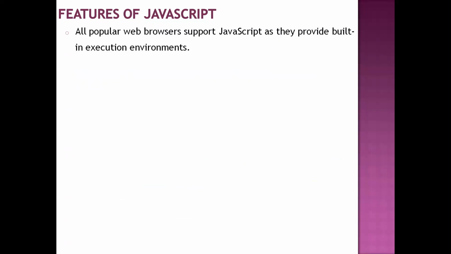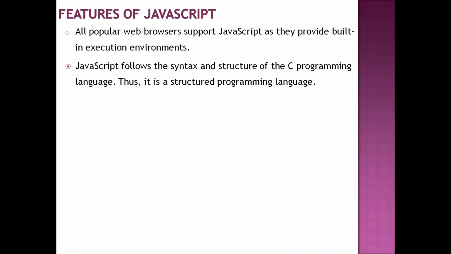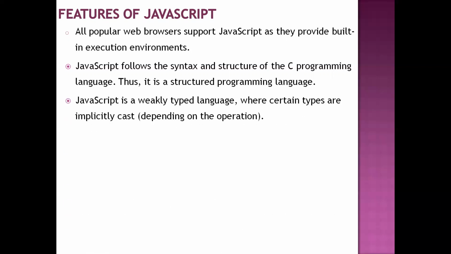And if you see a few more features, almost all web browsers support the JavaScript language. Every browser contains its own built-in execution environment for running JavaScript. Compared to other programming languages, the syntax and structure of JavaScript is a little bit easy. It is just similar to the C programming language. And JavaScript is a weakly typed language, where certain types are implicitly cast from one type to another type. Why we are calling JavaScript a weakly typed language is, while declaring variables in JavaScript, there is no need to specify any data type before that. Whatever value you are assigning to that variable, depending upon that, the JavaScript engine automatically assigns the particular type to the variable. That is the reason why JavaScript is called a weakly typed language.